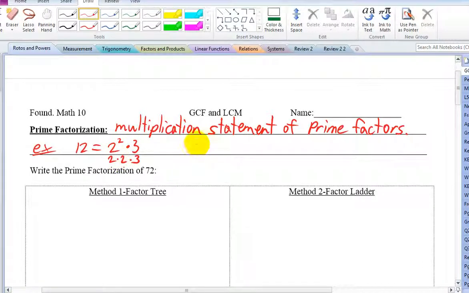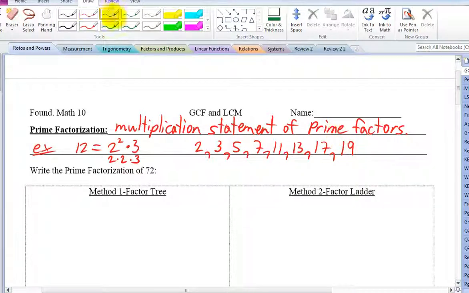What are some prime factors? 2, 3, 5, 7. What else? What's the next one? Take a guess. This is where you guys can shout out. 11. 9 would be 3 times 3, so it's not prime. Then 13. Then 17. Then 19.